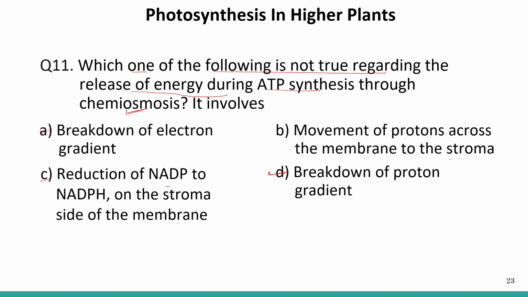All right. So first option is breakdown of the electron gradient. So this is not correct. Okay, so we have got the answer here. Option A is the answer here. There is no breakdown of electron gradient. There is only breakdown of the proton gradient, which leads to ATP synthesis.